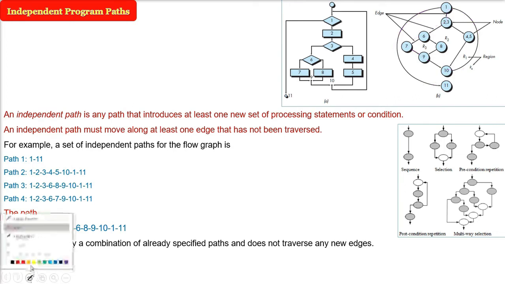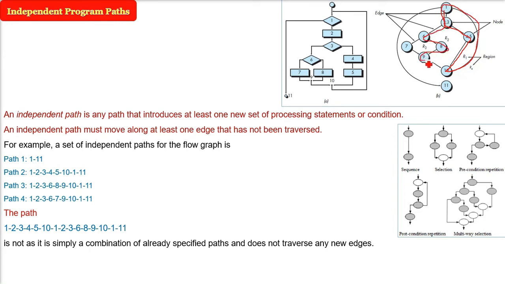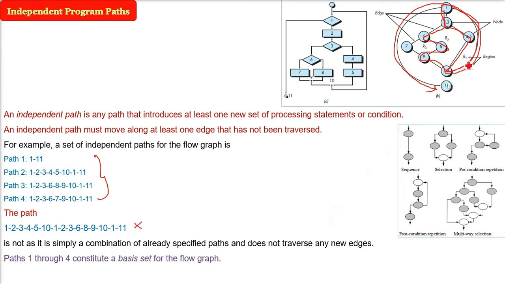Okay, just see here, because this path, as we start with 1, 2, 3, 4, 5, 10, 1, 1, and then we go to again 2, 3, coming back. This can be a path. 6, 8, 9, 10, 1, and then 11. So this is not. Why? Because this is simply a combination of already specified path 1 to path 4, and does not traverse any new edges. So path 1 through 4, which we have devised here, constitute a basis set for the flow graph.